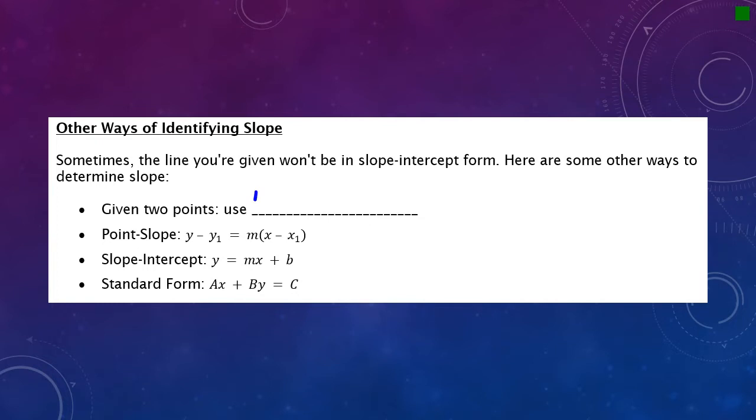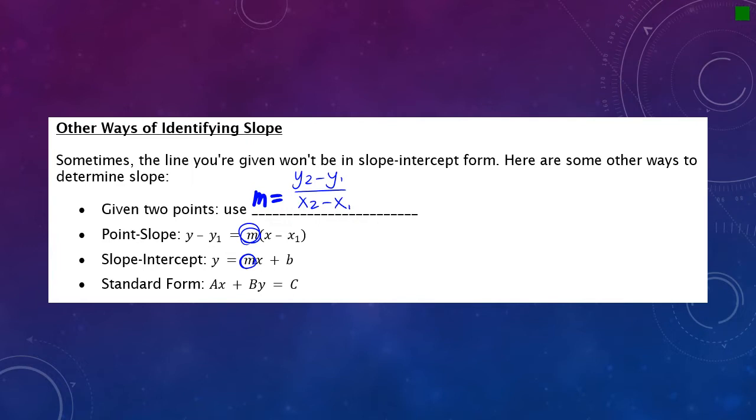And if you are given that, you want to use the slope formula, which is y2 minus y1 over x2 minus x1. So that's if you're given two ordered pairs. If you're given point slope form, you want to look for the m, which is in front of your set of x parentheses. That represents your slope. In slope-intercept form, you're looking for the coefficient on x, or the number in front of x.